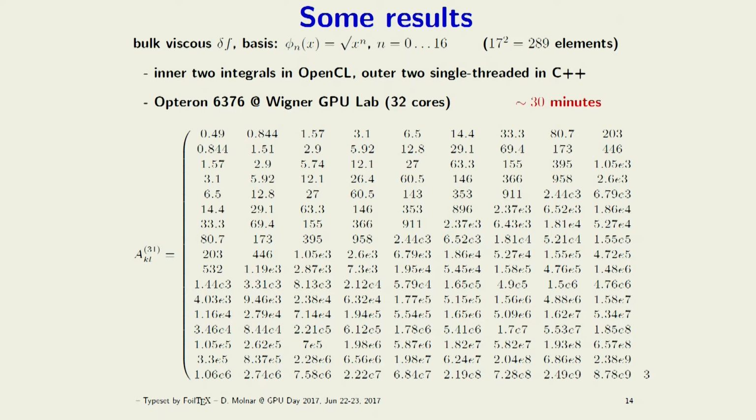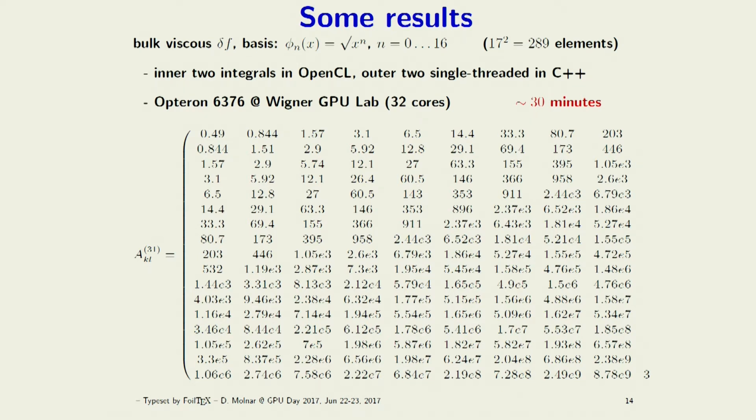So we did bulk viscous delta F with a certain basis, which is based on powers of square root. It just happens to be a useful quantity based on our basis, based on our densities. Polynomials converge very poorly for our problem. The solution is close to square root of x, and that's why this is what it is. And I have a 17 by 17 problem, so the matrix that I'm computing has 289 elements.